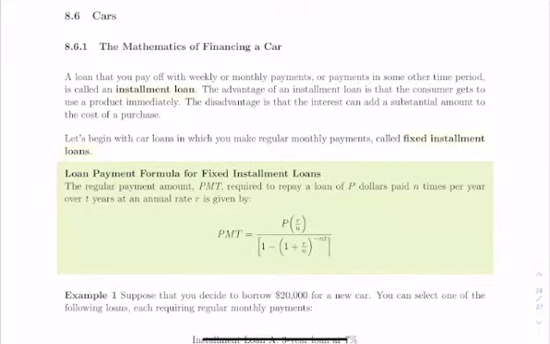In section 8.6, we're looking at cars. A loan that you pay off with weekly or monthly payments, or payments in some other time period, is called an installment loan. The advantage of an installment loan is that the consumer gets to use a product immediately. The disadvantage is that the interest can add a substantial amount to the cost of a purchase. Let's begin with car loans in which you make regular monthly payments, called fixed installment loans.